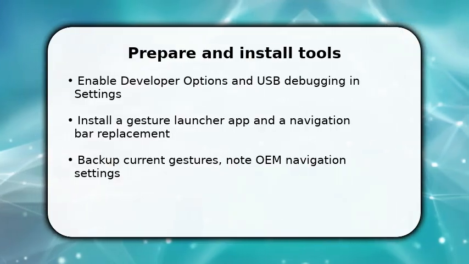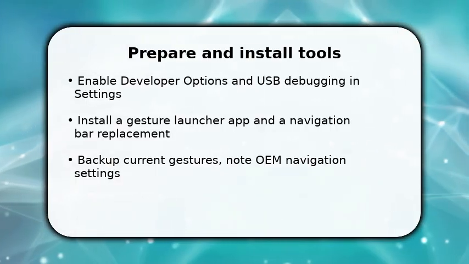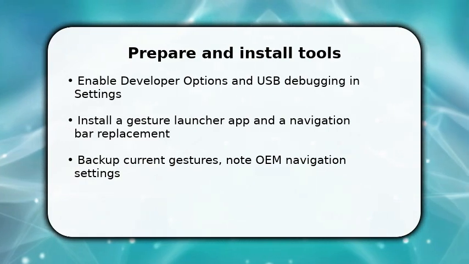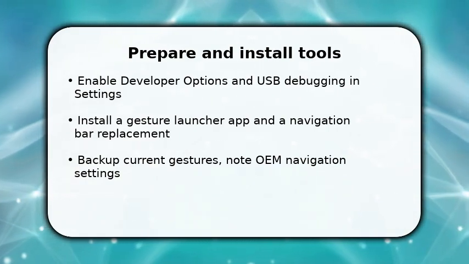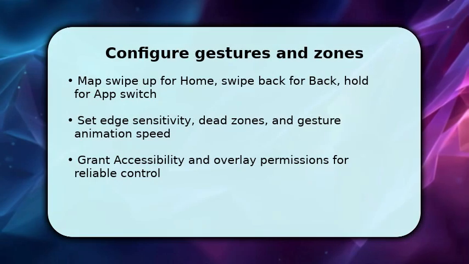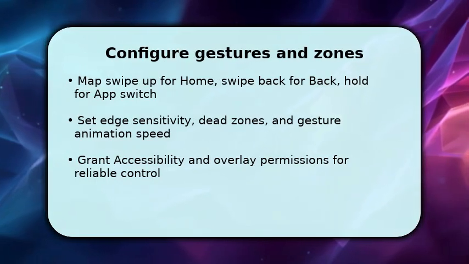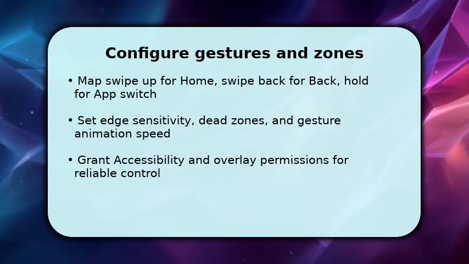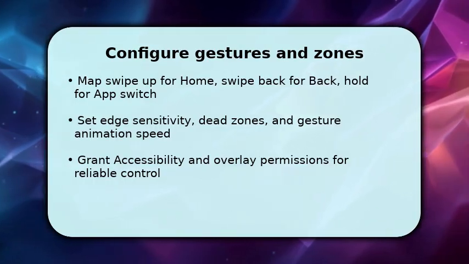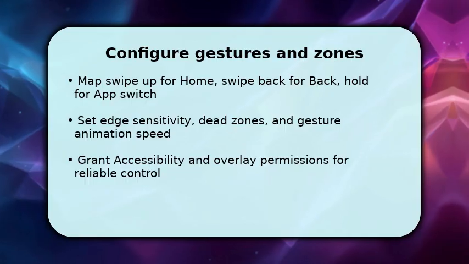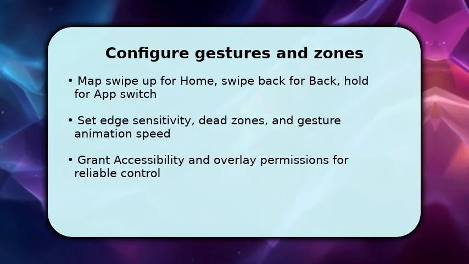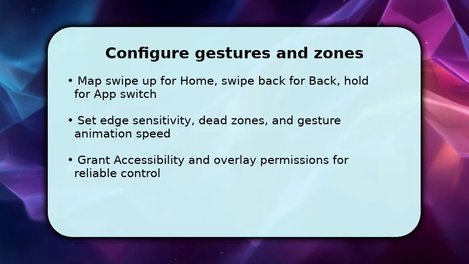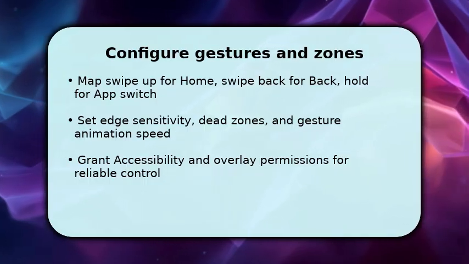Make sure you grant required permissions when prompted, because without them, the launcher cannot intercept swipes or simulate the home indicator. Now configure the gesture app. Map swipe up to home, edge swipe to back, and swipe up and hold to open recent apps so it behaves like an iPhone. Then fine-tune edge sensitivity, dead zones, and animation speed to avoid accidental triggers.